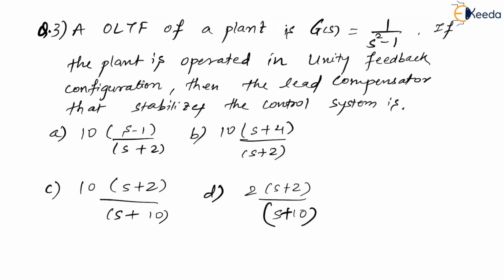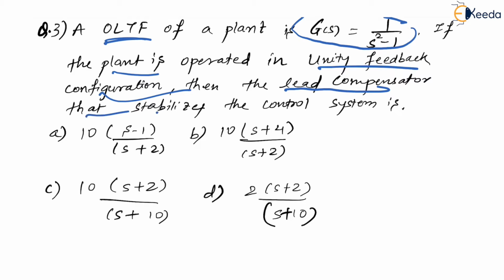Yes. So if you observe, the open loop transfer function (OLTF) of a plant is G(s) = 1/(s² − 1). Now, if the plant is operated in unity feedback configuration, then the lead compensator that stabilizes the control system is — that is the question. They are themselves saying that they need a lead compensator.